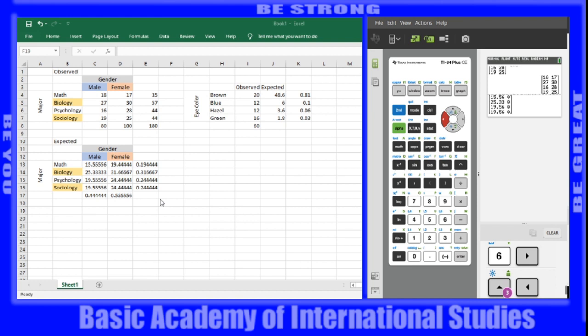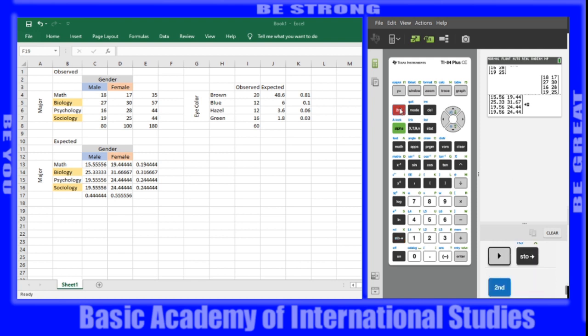Make sure, by the way, that when you're typing these in, the number is what's highlighted and not a little arrow on the side. Some calculators will have a little arrow. If yours does not, then make sure you have it in this manner. 19.44, 31.67, 24.44, and 24.44.